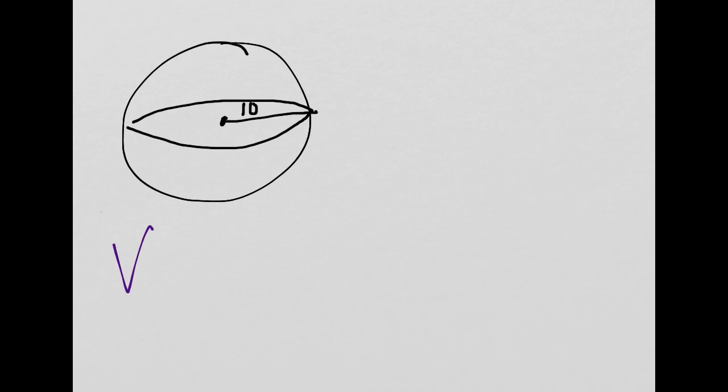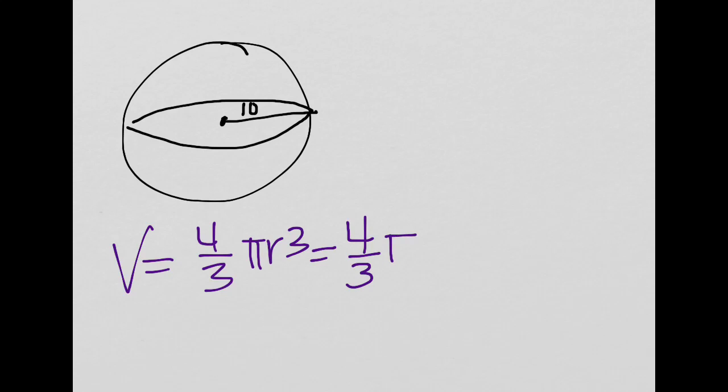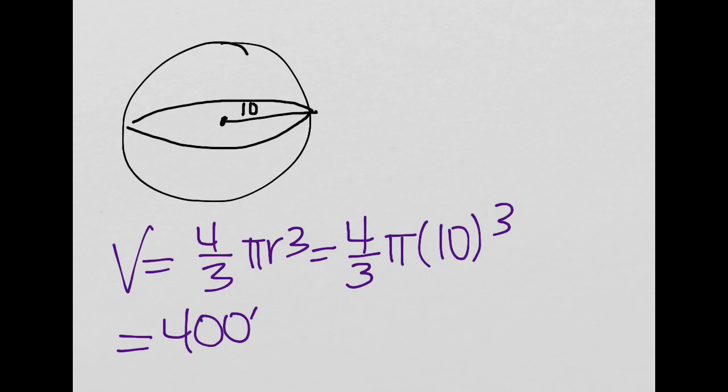Okay? Now here we have a sphere. Let's look at the volume. The volume is equal to 4 over 3 pi r cubed. This is equal to 4 over 3 pi 10 cubed. So this is equal to 4,000 over 3 pi cubic units.